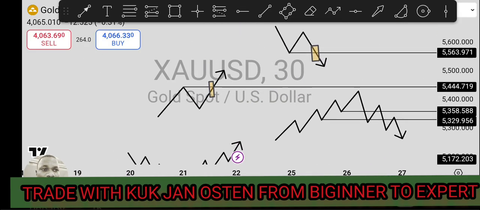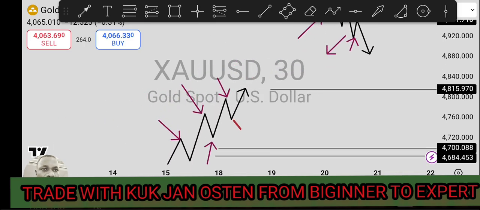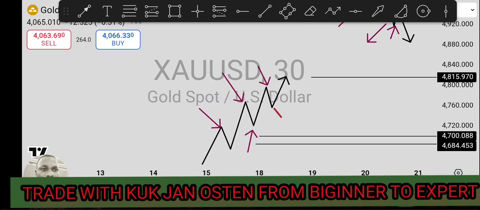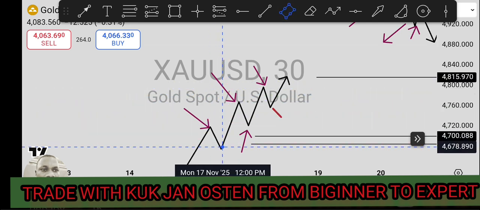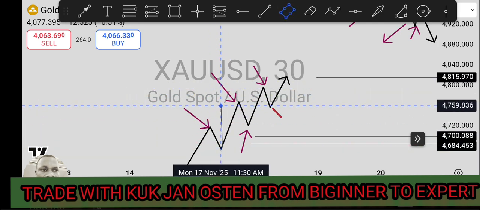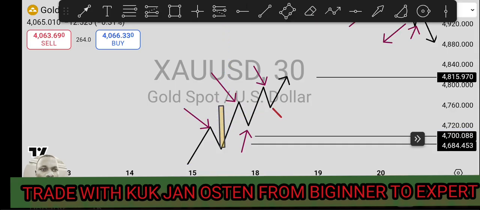Now at this point we are going to see that there was a bullish order block. If you look at this market, at this point we had a bullish order block which pushed the market up to this point. So a bullish order block was around this zone, and we wait for the mitigation.